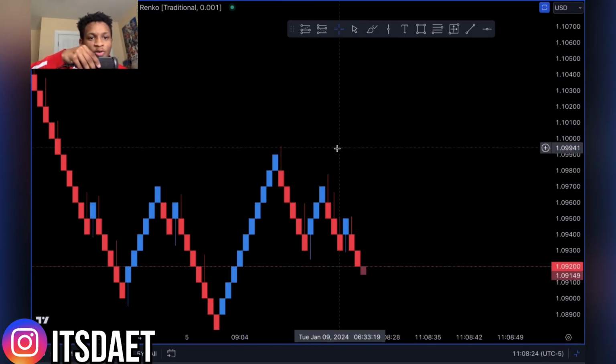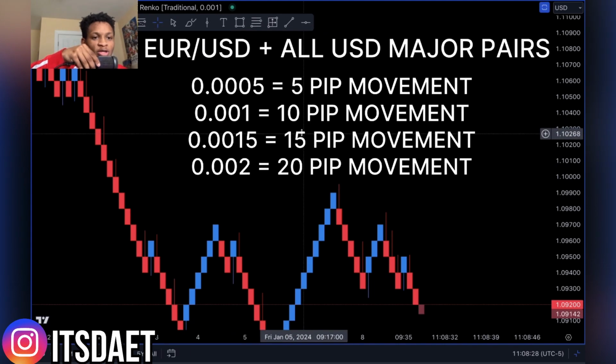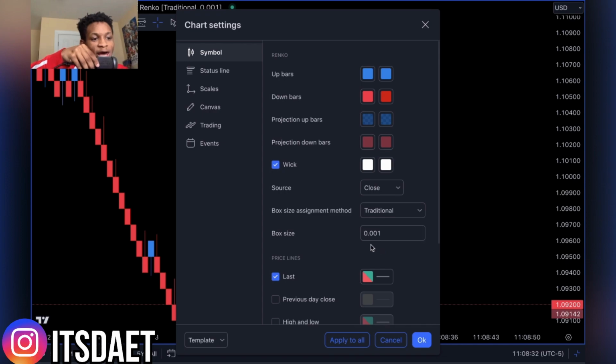All right, so we are on Euro USD, right? I'm going to write it up here for y'all too. If you want to trade Euro USD, your box size would have to be set to 0.001 if you want it to be set to every 10 pips of movement, right?